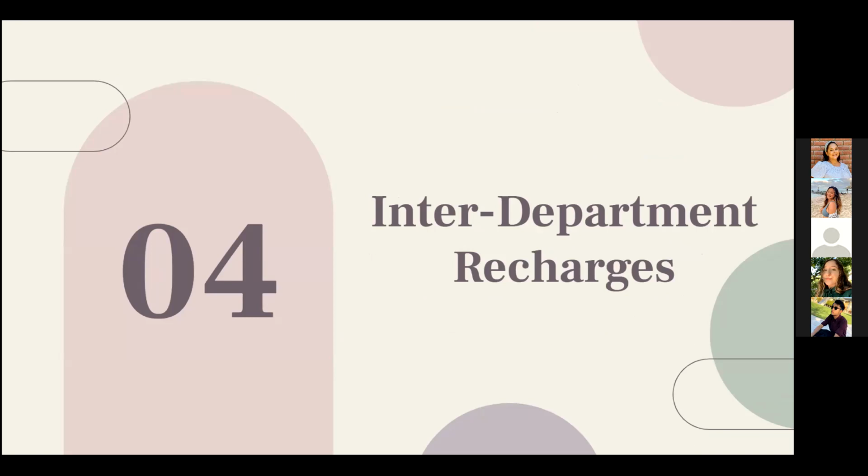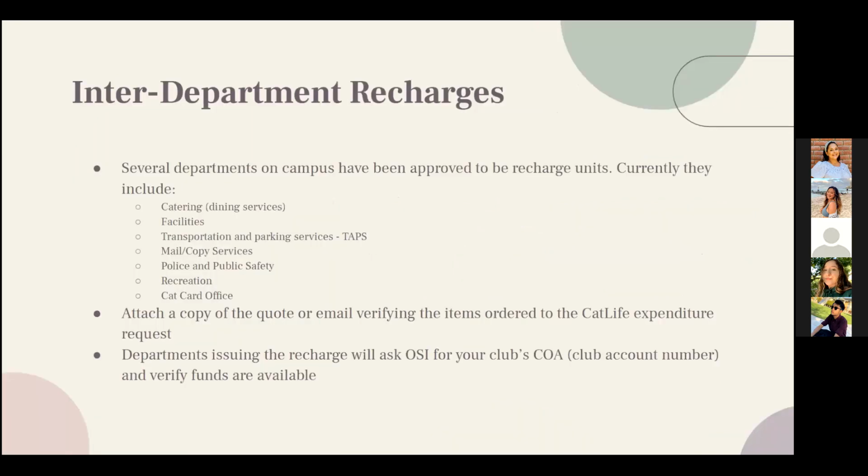Interdepartment recharges. Several departments on campus have been approved to be recharge units. Currently, they include catering, facilities, transportation and parking, mail or copy services, police and public safety, recreation, and the CAT card office. And if you receive some type of quote or an email verifying the items ordered, you'll attach that to the CAT Life expenditure request.